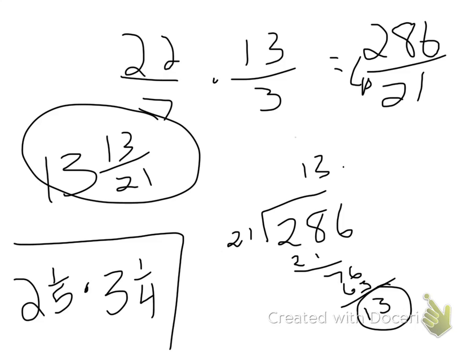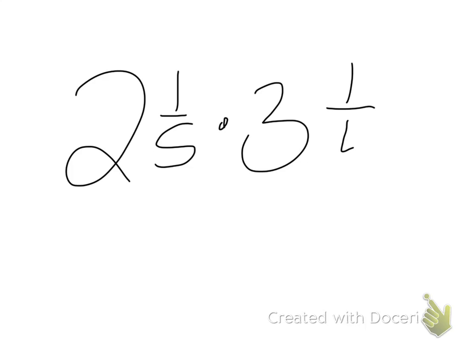Now, we're going to do our problem in the lower corner, which hopefully will be easier on us than the problem we just did. In fact, I'm pretty sure it will be. So, our problem that we've been working for, 2 1/5 times 3 1/4. 2 1/5 times 3 1/4. Pause and solve.